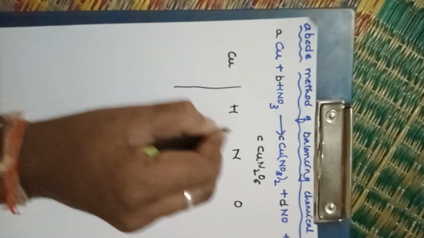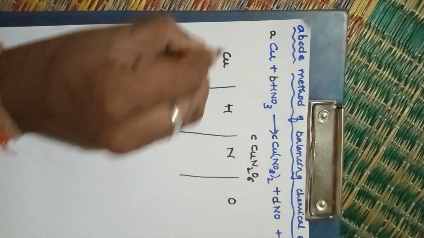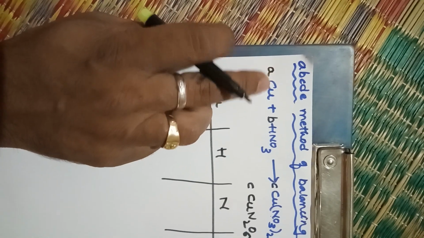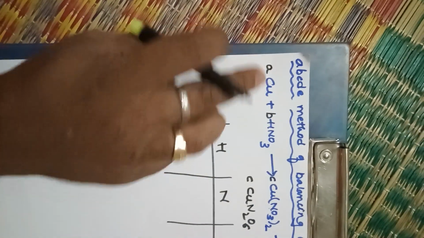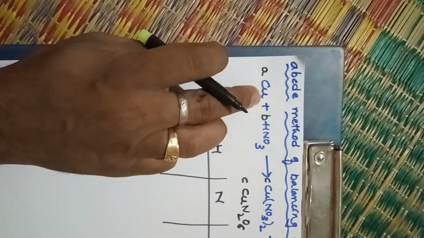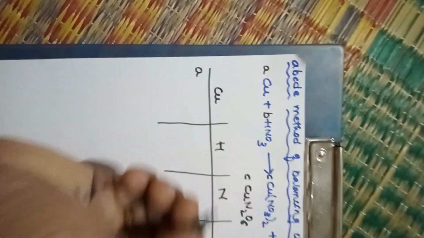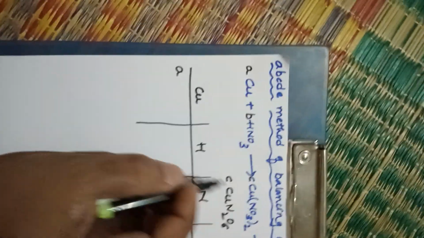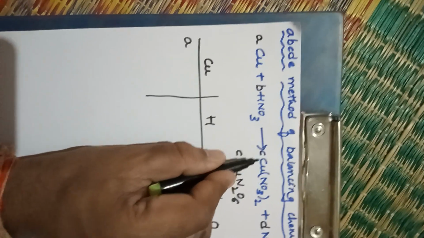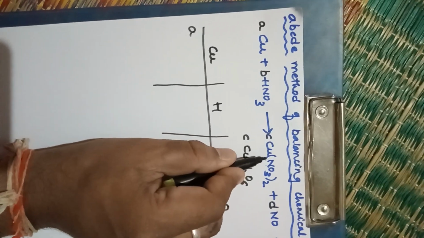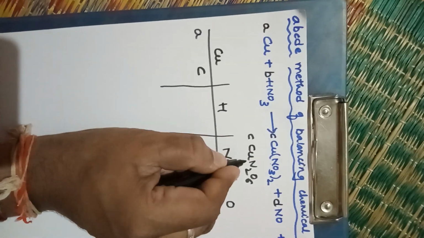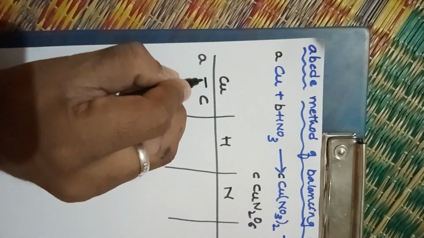Next, what should we do in this method? Here, what is the coefficient of copper? It is A. And how many copper atoms are there in the reactant side? A into 1. How many atoms of copper are present in the product side? C into 1, it is C. Now we should equate this.